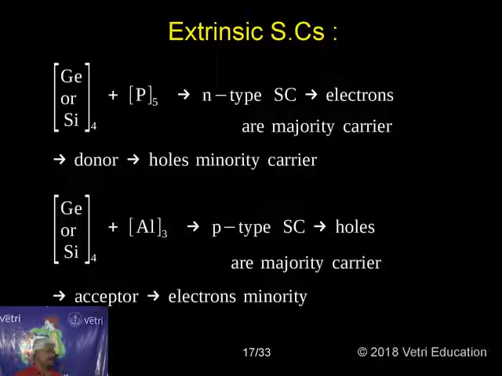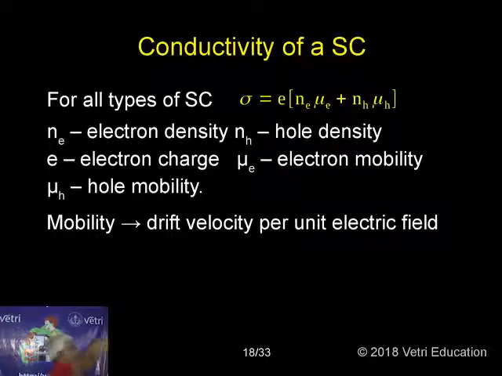In P-type, positive holes are the majority carrier and electrons are the minority carrier. In order to make a covalent bond, it accepts one electron from the neighboring atom. So those impurities are called acceptor impurities.